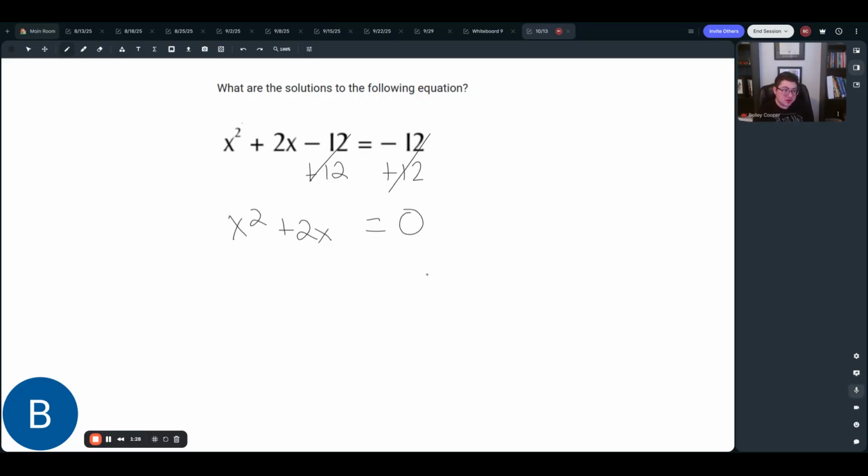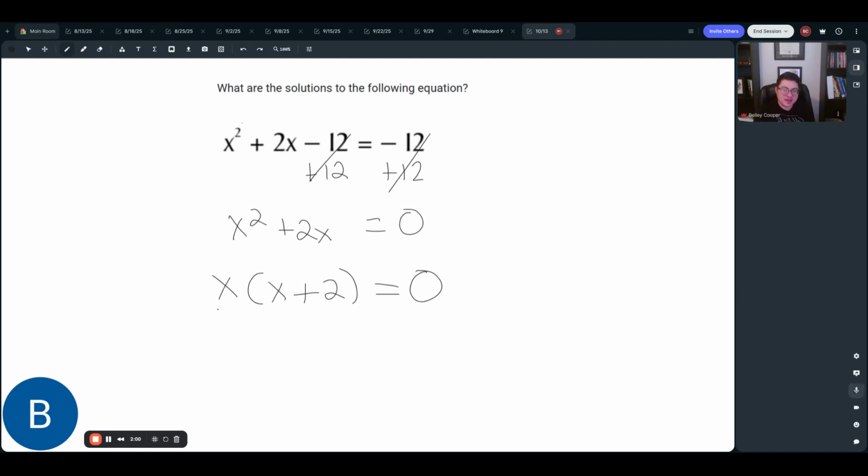The second thing you're always going to want to try to do in a quadratic equation, once all of your terms are over on the same side, is factor. This is not a trinomial, so we're not going to be able to break it up into factor pairs. However, it looks like we can use greatest common factor to factor here. So let's factor out an x, because both of these terms have an x in them, and we're going to get x times x plus 2.